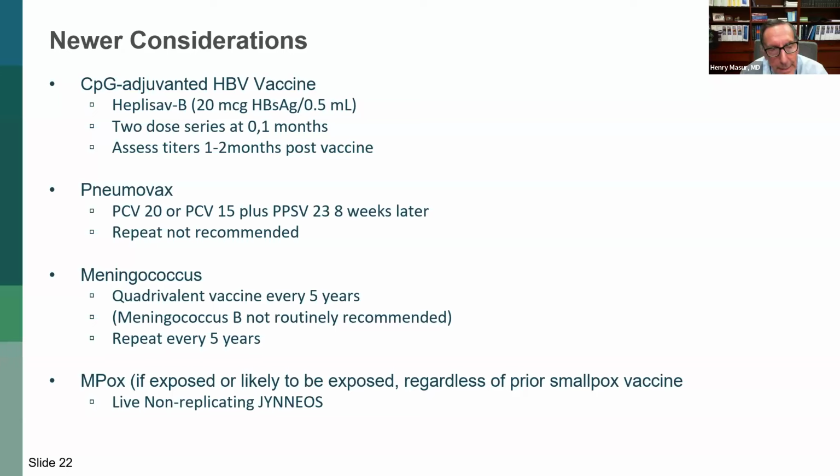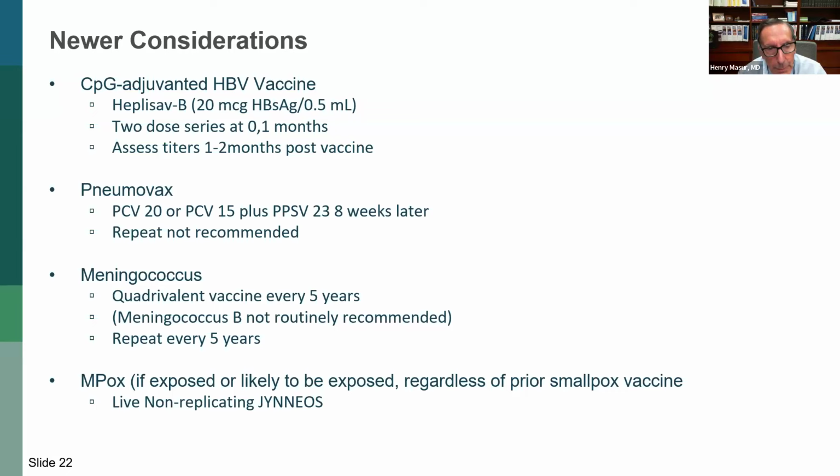Now, meningococcus is not an HIV-associated opportunistic infection. It's not more frequent, and it's not more serious in people with HIV, but because of lifestyle issues or risk factors, patients with HIV have a higher incidence of meningococcal disease than most other patients. Just to remind you of 3 things. One is we used to use a trivalent vaccine. Now we use a quadrivalent vaccine. That should be given every 5 years. The meningococcus B is not included in that, and it's not routinely recommended, although I don't see any reason not to give it unless cost is an issue.